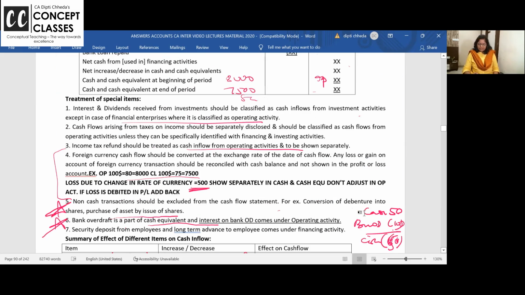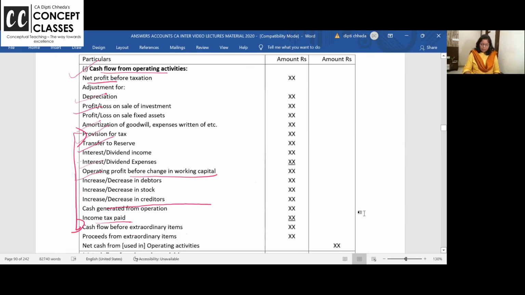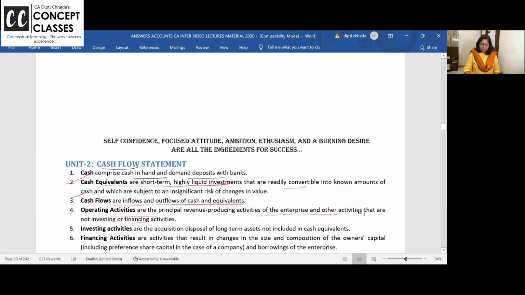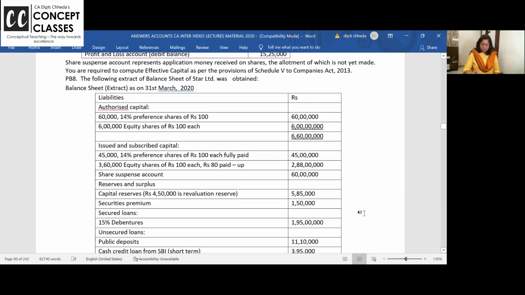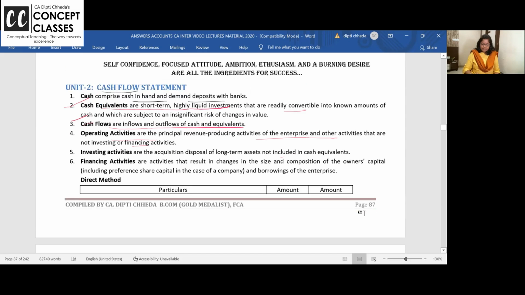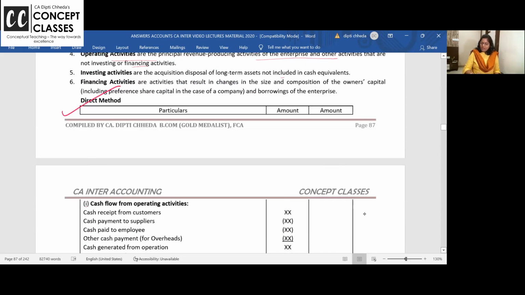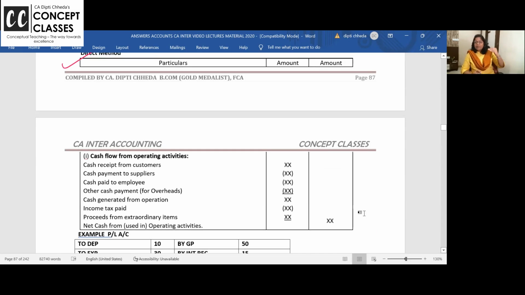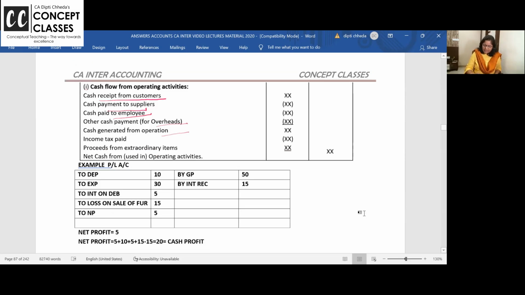Direct method, the explanation was given in the beginning. We have solved one or two problems, both, I remember. The direct method also and indirect method also. Yeah, this is the direct method. Chalo. In indirect method, you start with the net profit and you do add and less. Direct method starts with cash sales and collection from debtors, cash purchases and payment to creditors, cash paid to employees and overheads and all. So you get cash from operating activities. Ma'am, that's simple.